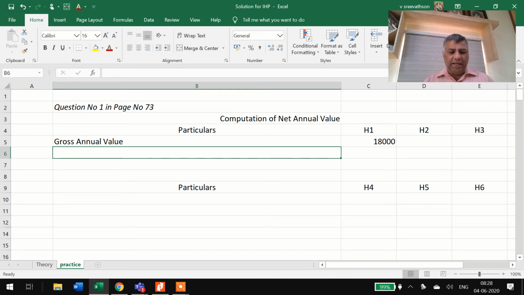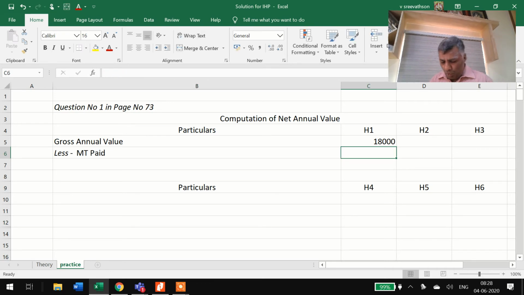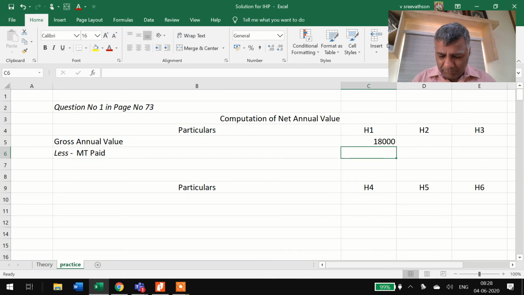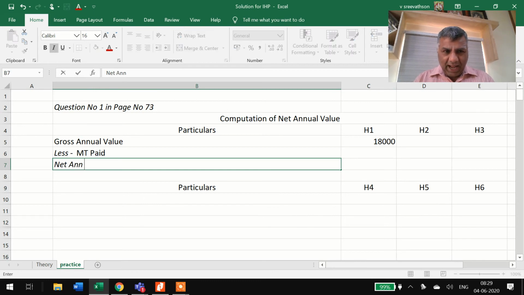Gross annual value is 18,000 less municipal taxes paid. What is the municipal taxes paid for house 1? 10% of 20,000, 2,000, sir. Anybody has a different answer? Sir, it is only due, not paid. Look at Bharati's explanation, Shyam. It is due but not paid. Our theory clearly says municipal taxes will be allowed only if it is paid. So what should I take, Shyam? Sir, if it is not paid, deduction will not be provided. So nil.